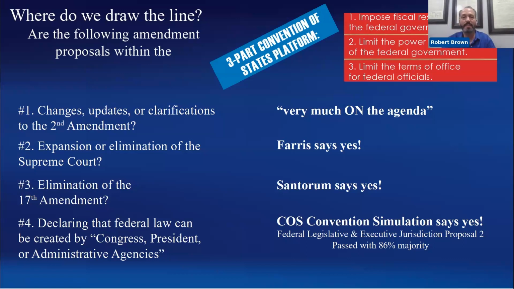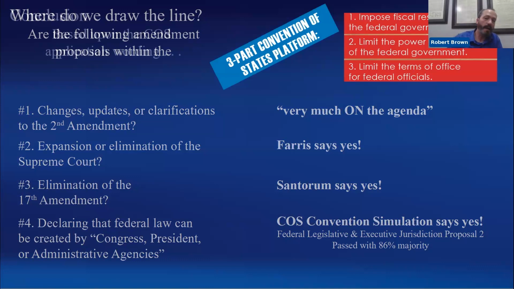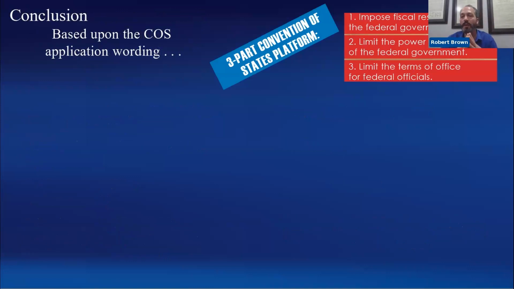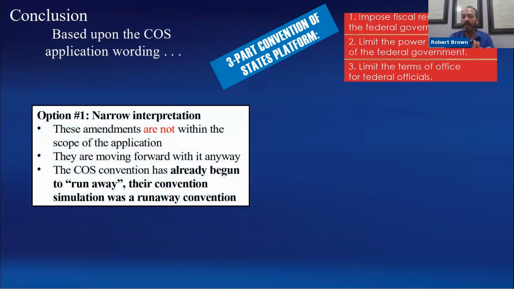Now, what do we learn from all this? We learn that there's a real concern. We really can't define the line between what is and what is not approved for the Convention of States. I'm going to go on to this conclusion here. Either we read their application very narrowly, or we read it very broadly. If we read it very narrowly, then none of the things on the previous page would be authorized at their convention, and yet they're doing it anyway. Which means that the Convention of States sponsored simulation was a runaway convention, and that their leaders are advocating for a runaway convention by promoting all these other things. They're pushing for a runaway convention.